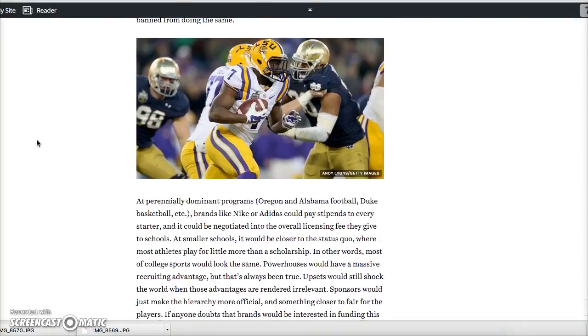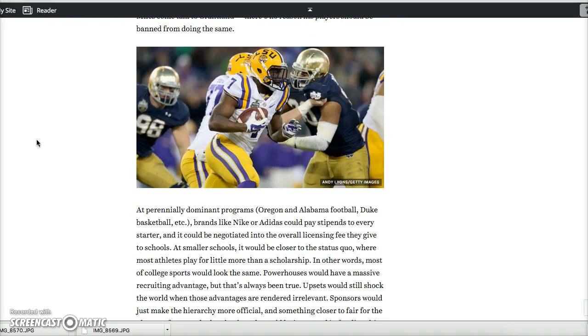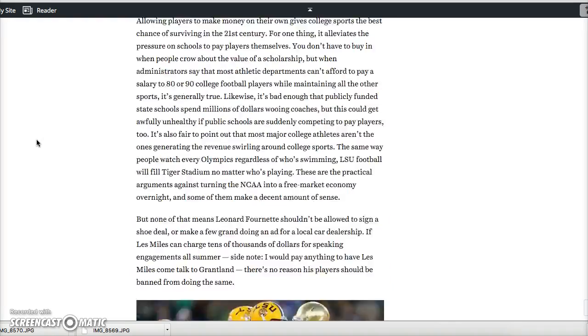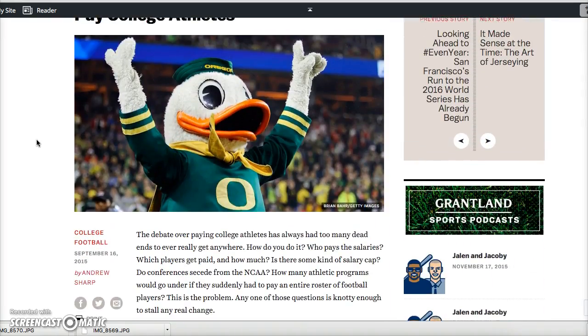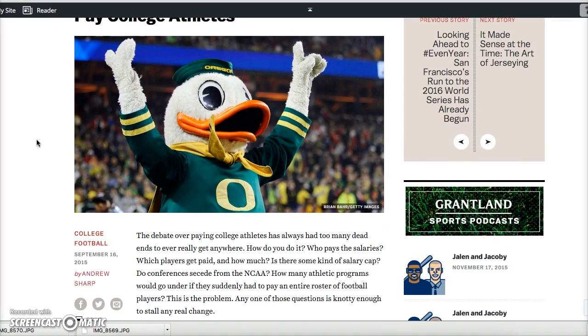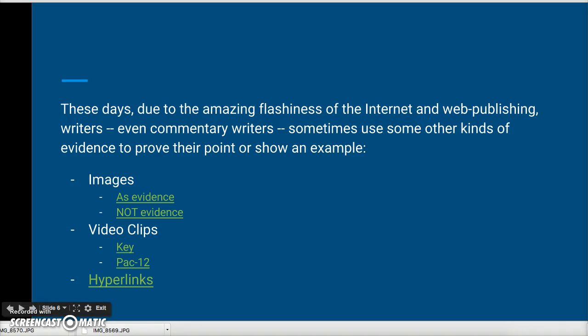And those are nice. They're definitely good for the reader because they break things up. They make it not so boring. They give you a visual. But these aren't images that are saying anything. They're not proving anything. They're just acting as decoration. So when we look at images, we have to think about, okay, is this an image that proves something? Is this an image that is giving an example of what I'm talking about? Or is this just an image that's decoration?